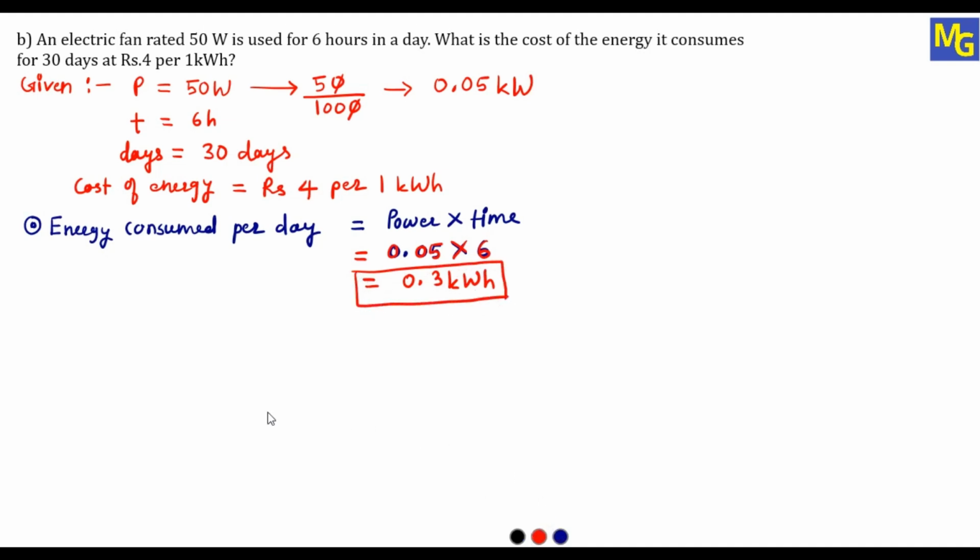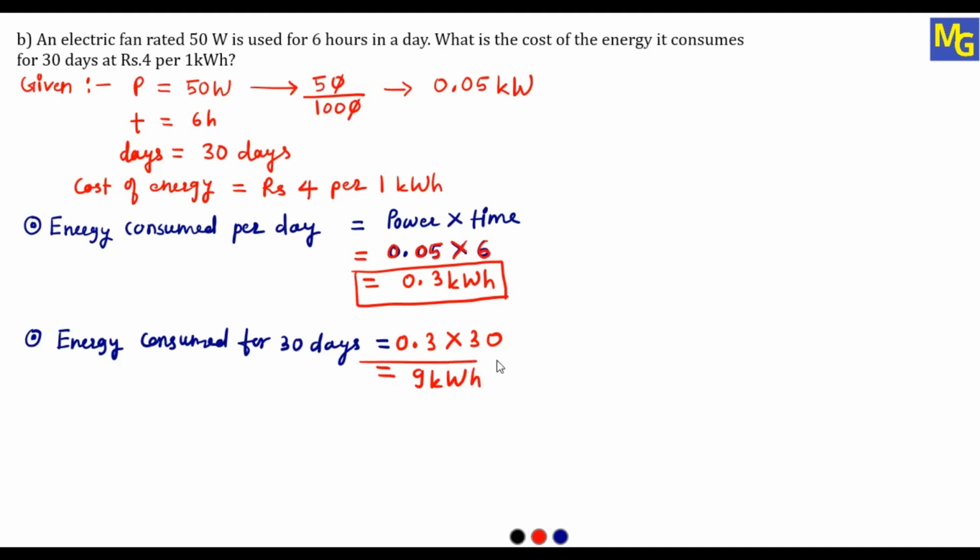Now we have to find out energy consumed for 30 days. So here I'll write energy consumed for 30 days. You have to solve step by step so that you should not get wrong. If you go directly to solve, it will be very difficult. So now the formula, what you have to do here, per day it is 0.3 and duration is 30. So I'll write 0.3 into 30, and the answer is 9 kilowatt hour. So this is the energy consumed for 30 days.